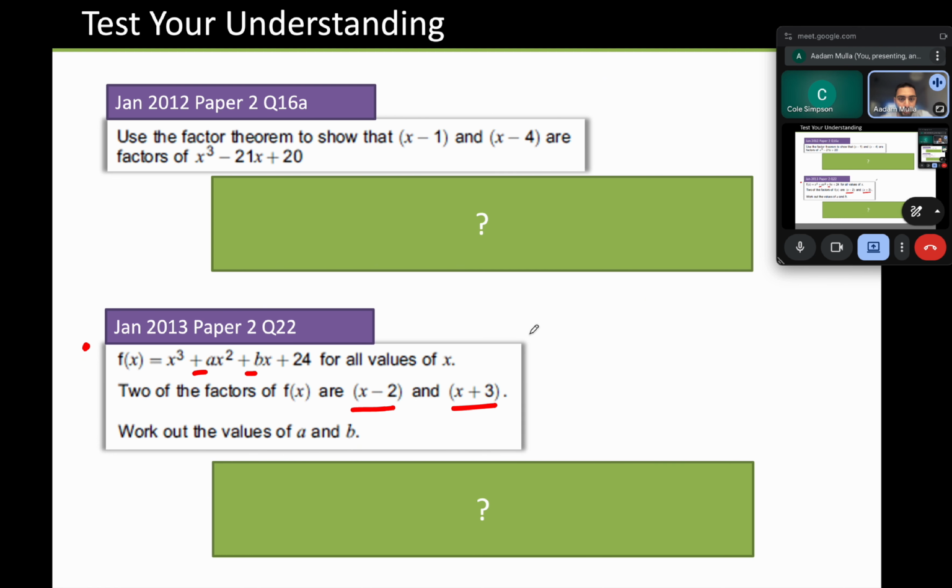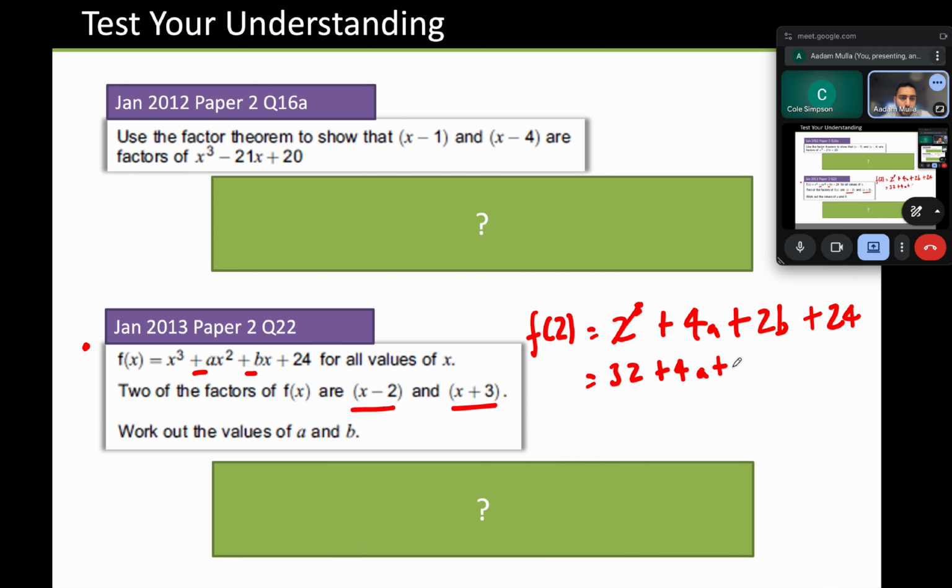So I'm going to substitute 2 in first for that one. So I've got 2 cubed plus, remember I've got to substitute this x as well, 2 squared, which is 4, so it's 4a, plus 2b plus 24. That will make sense. 2 cubed is 8, so I could write it as 32 plus 4a plus 2b, and all of this will be equal to 0 because I got told it's a factor.